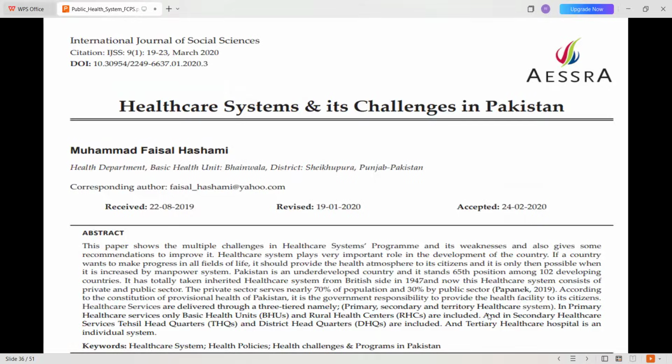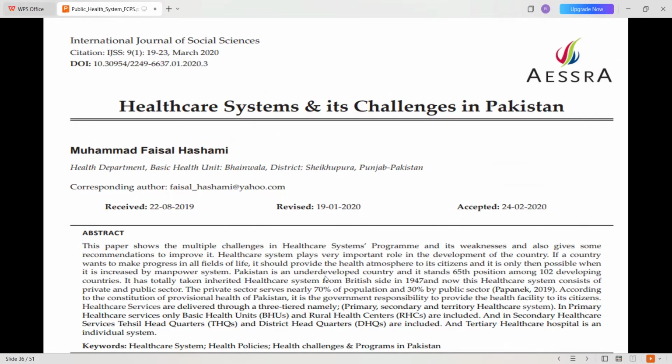So next is the recent update. This is an article which was published in 2020, which shows the healthcare system and its challenges in Pakistan. According to this paper, Pakistan is an underdeveloped country and it stands 65th among the 102 developing countries. It has totally inherited its healthcare system from the British in 1947.